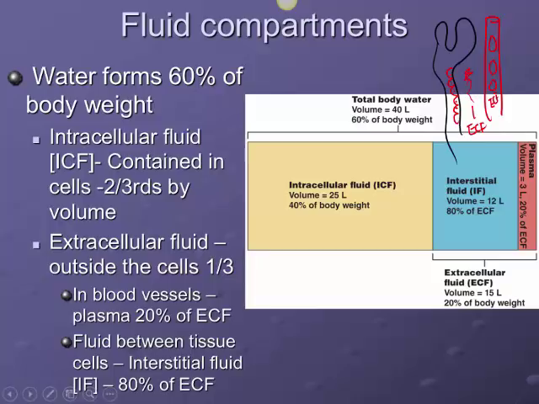Okay? So don't make a mistake between the two compartments. Intracellular is just everything which is inside the cell. Extracellular is broken up into two parts. That part which is in blood vessels, which is the plasma, and the other part which is outside the blood vessels but still not in the cell, that's interstitial. Okay?